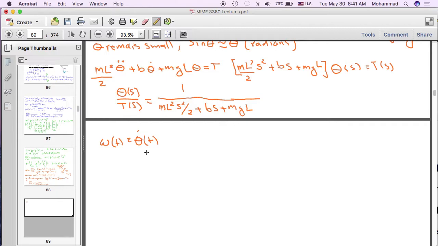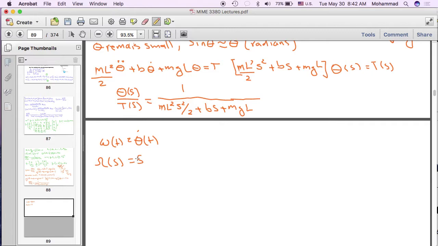Now if you take just this into Laplace domain, capital Omega of s is going to be equal to what? What is the Laplace transform of theta dot? S times what? So there is an S because of the first time derivative. Times what?